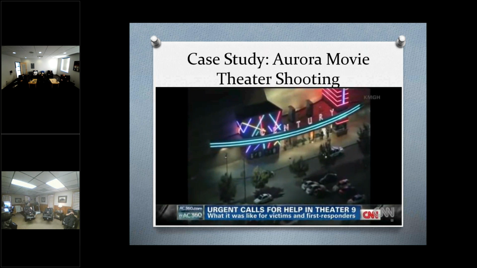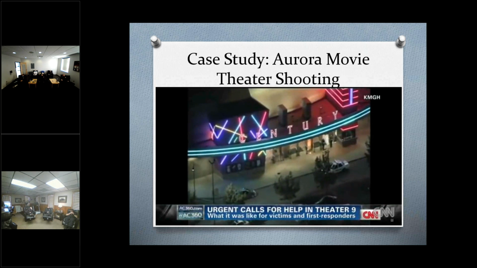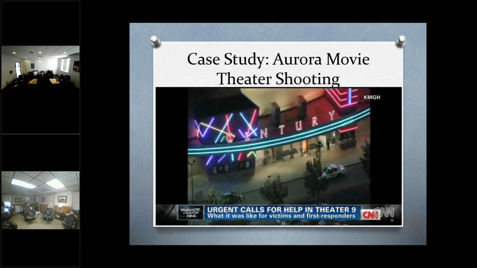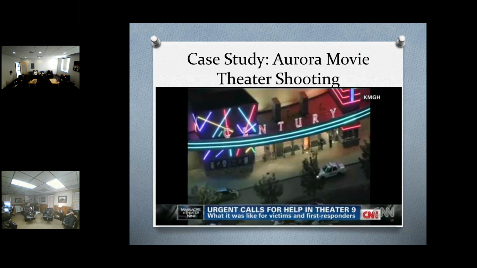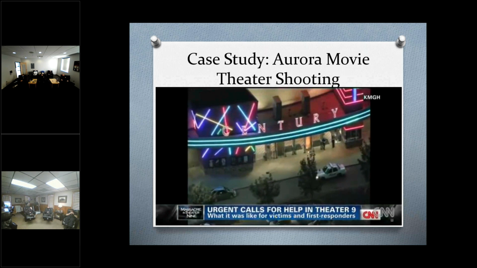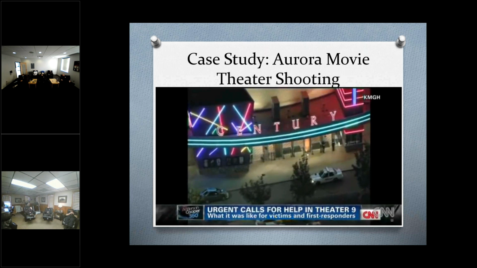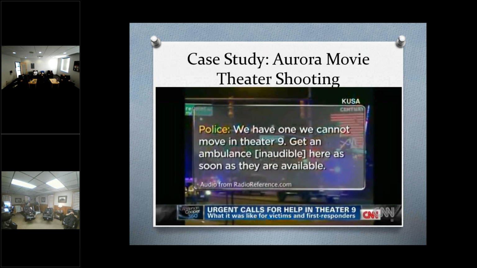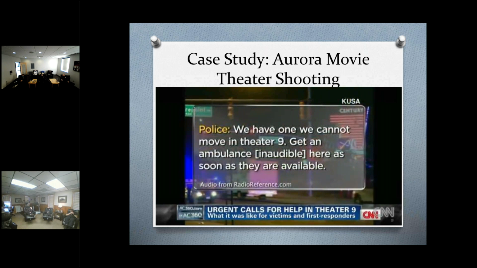At this point, more than 5 minutes have passed since the first request for paramedics to treat the critically injured child inside Theater 9. Still no first responders. Another plea for help from police. We have one. We cannot move in Theater 9. As soon as they're available.